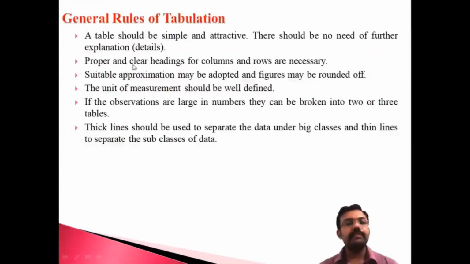The second one is proper and clear headings. That means row headings and column headings are essential for your tables. There should be proper headings, the columns and captions, and stubs are essential for your table. And there are suitable approximations. That means figures are rounded off. Suppose figures are expressed in terms of thousands or lakhs, so we easily round off. So another important element is that figures are always rounded off.